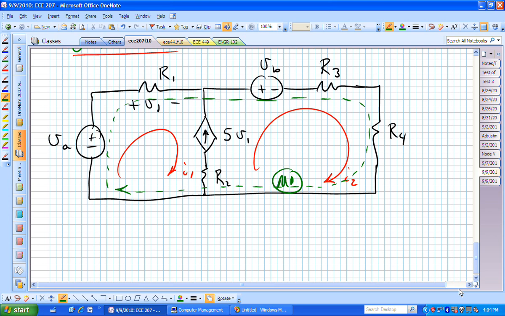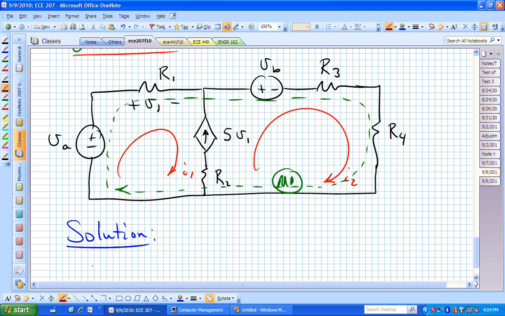I've identified two mesh currents, so I should end up with two equations involving those two unknowns, I sub 1 and I sub 2. Now if I just do one super mesh, I have one mesh equation. I need another equation, maybe a constraint equation, relating that current source to the unknown currents I sub 1 and I sub 2. Here's the solution.